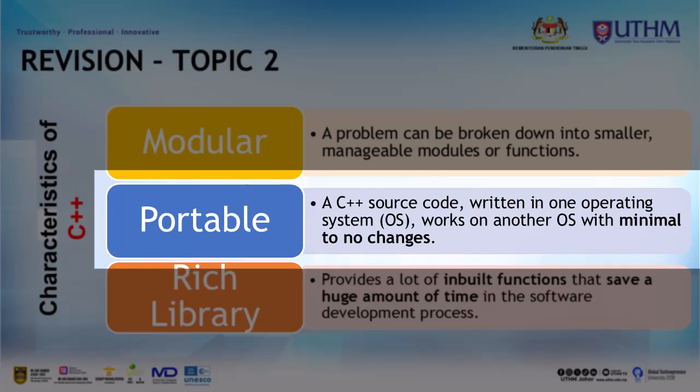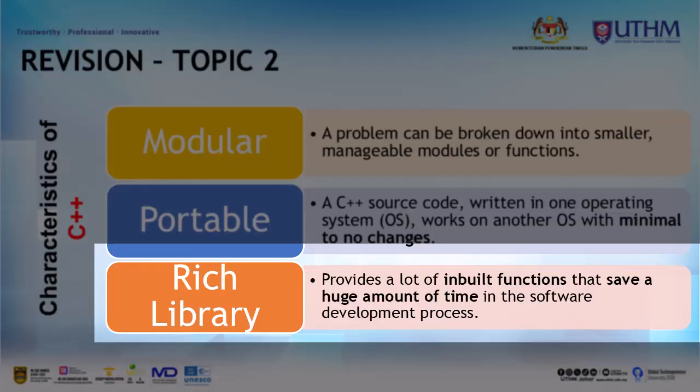Next, C++ is portable as a program written on one OS can be executed on another with minimal or no changes. It is because C++ is a compiled language that generates machine code specific to an OS but follows standard conventions. C++ also has a rich library as it provides many inbuilt functions that save time in software development.